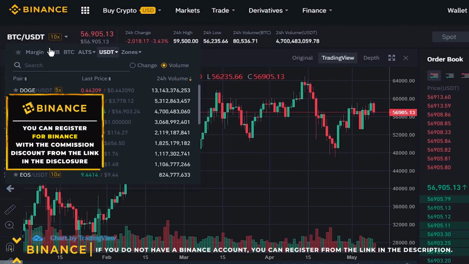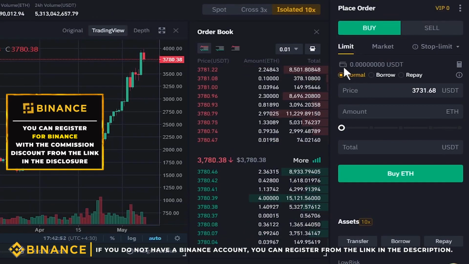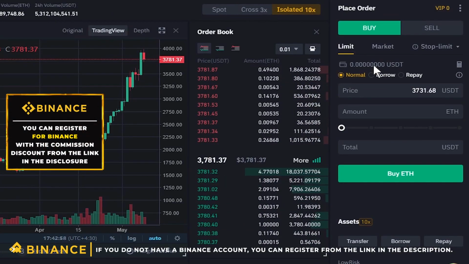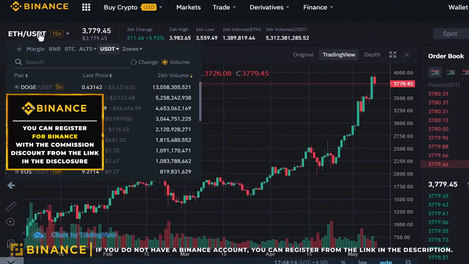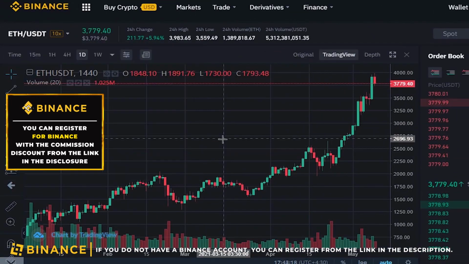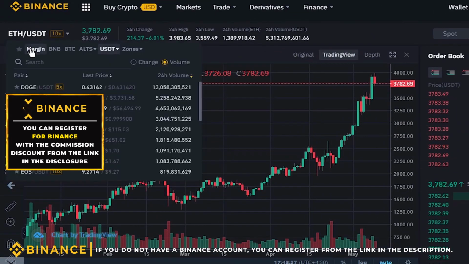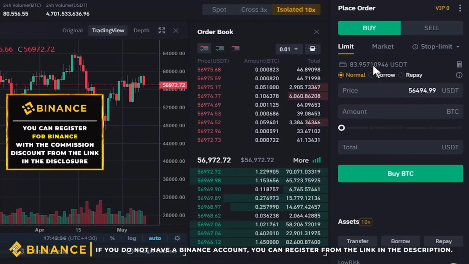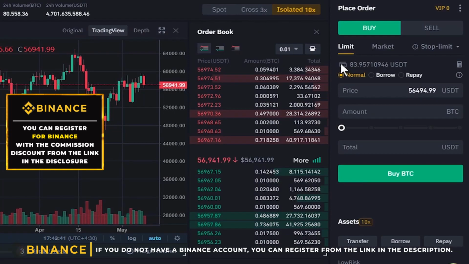If, for example, we select another pair like Ethereum ETH USDT, as you can see, we don't have any available fund for trading. We need to transfer coins for this trading pair so that we will be able to trade. I guess you got the point now. The collateral that we transferred for BTC USDT is specifically allocated for this trading pair.